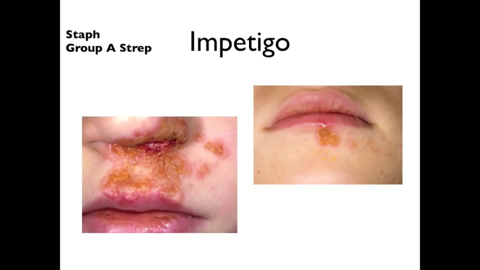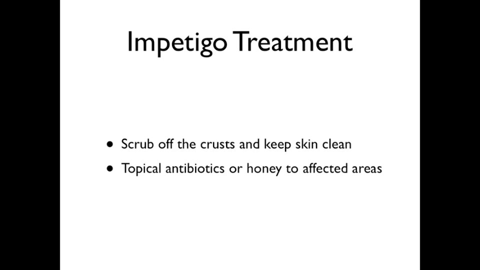You need to get those yellow crusts off by scrubbing them, clean the area, keep the skin clean, frequent washings, and you can use topical antibiotics or honey to the affected areas. Now, some people will use oral antibiotics, but there hasn't really been any data showing that oral antibiotics is more beneficial than just topical antibiotics for most of these infections. Now, if it's a massive infection, you'd probably want to add some additional treatment with oral antibiotics. But most of the time, just scrubbing the crust off and using topical antibiotics will work.